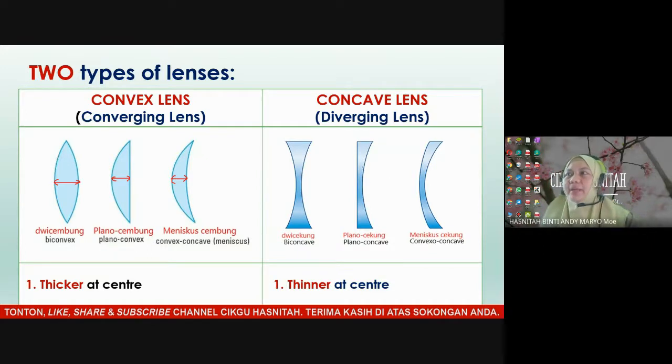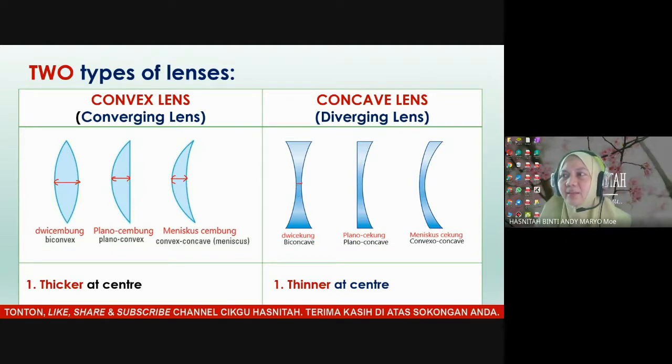While this one is a concave lens. Example of a convex lens, we have biconvex. Bi means both surfaces are curved. For concave, the shape is curved inwards, for convex, the shape is curved outwards. That's why it is thicker at the center. And this one is curved inwards, so that's why at the center it is thinner.